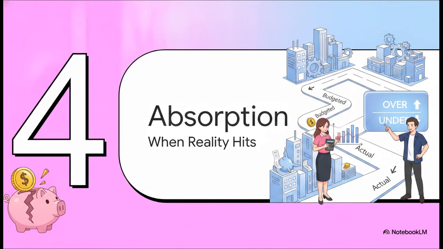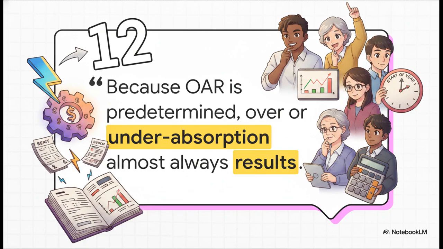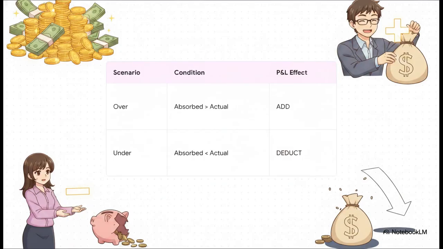All right, Section 4, absorption. Let's talk about what happens when reality hits. This quote really hits the nail on the head because OAR is predetermined, over or under absorption almost always results. Remember, we calculated that 12-pound rate at the start of the year using estimates. But what happens at the end of the year when the actual electricity and rent bills arrive? You guessed it, they almost never match the budget perfectly. Here's exactly how we handle that.